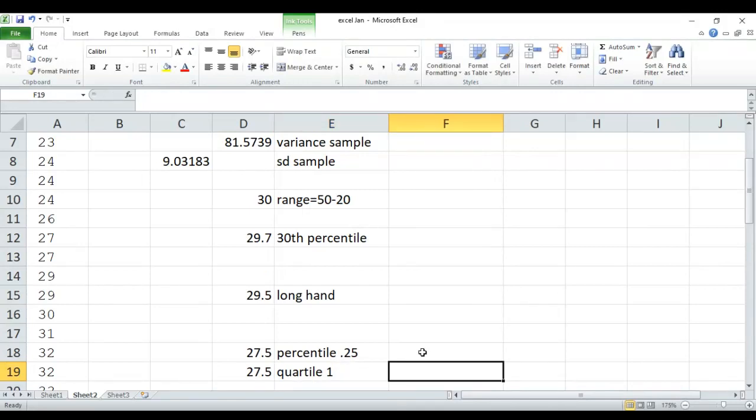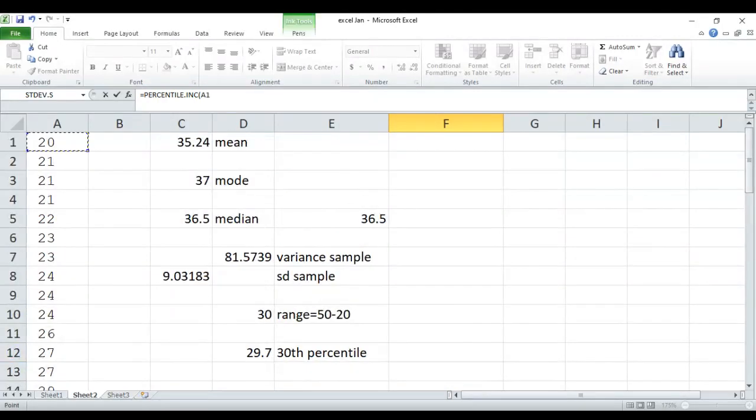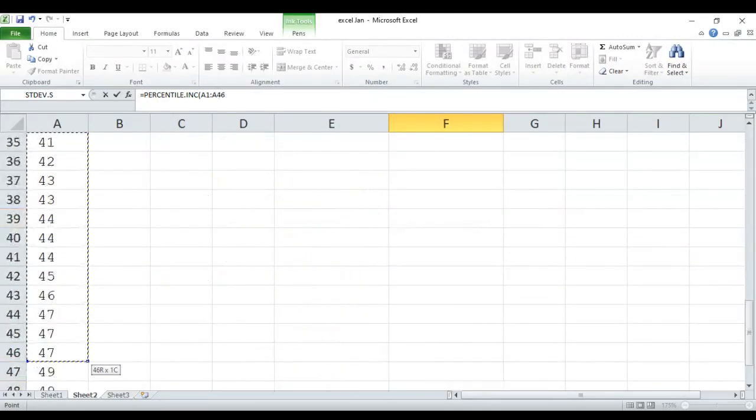If you want the third quartile, that's 75%. You could do percentile, equals percentile, including, so INC, and then you would do 0.75.